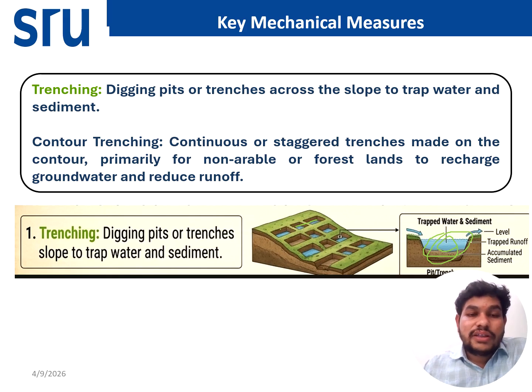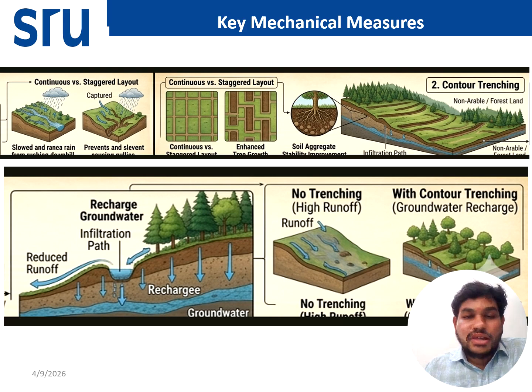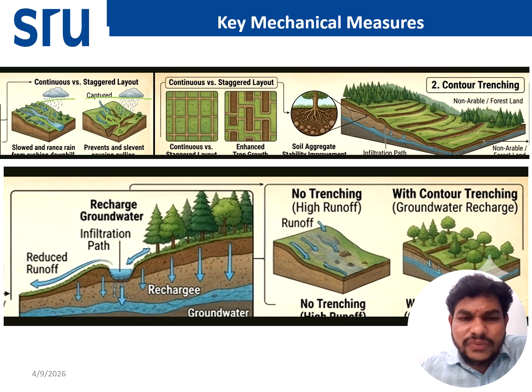Then there is contour trenching. Continuous trenches are made on the contours, only on contour slopes, mostly for non-arable and forest land, to recharge the groundwater and reduce the runoff. These are continuous and staggered trenches.